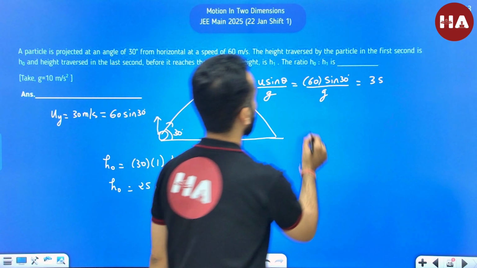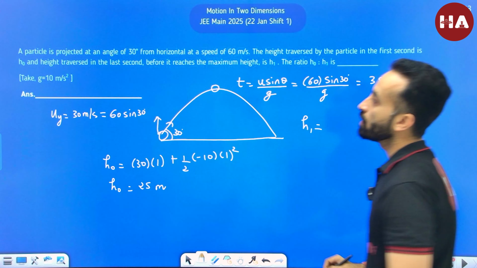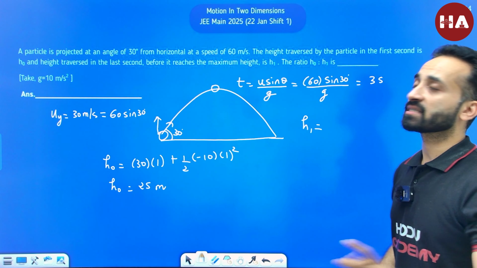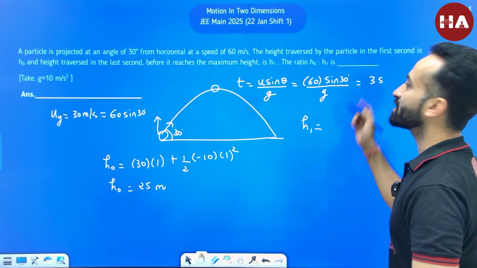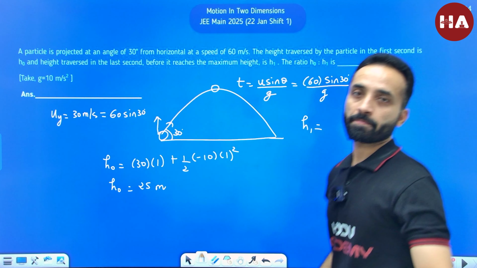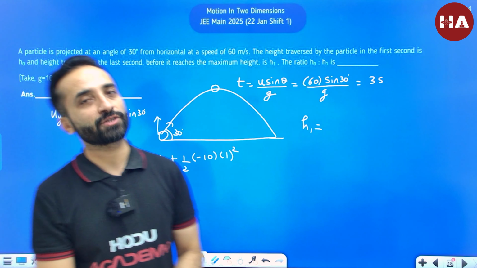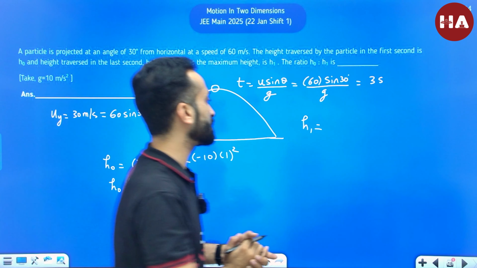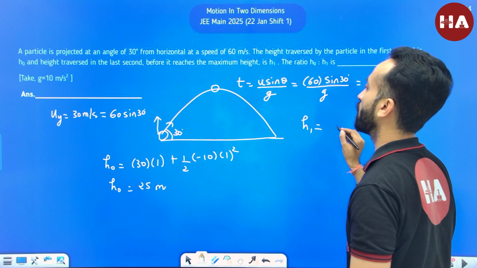Now what is h1, my dear students? So h1 is what it travels in the last second before it hits the highest point. So it is the third second. So I will use the formula s nth is equal to u plus a by 2 into 2n minus 1. I think that's the easiest way to do it. So u is how much?